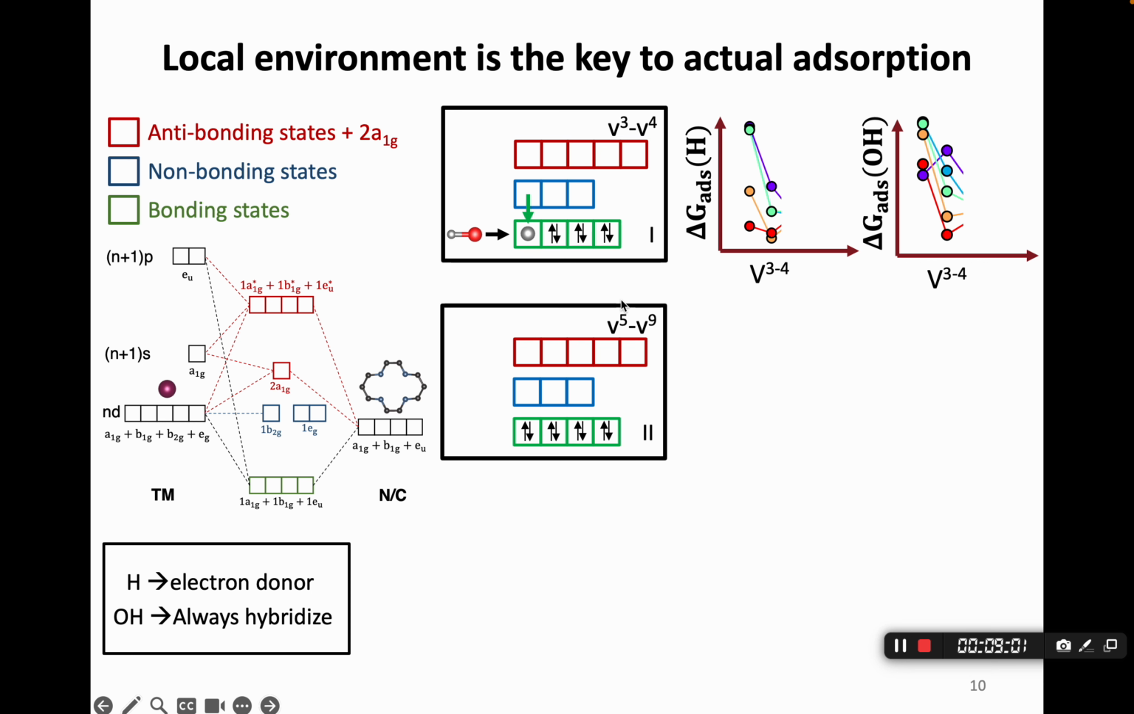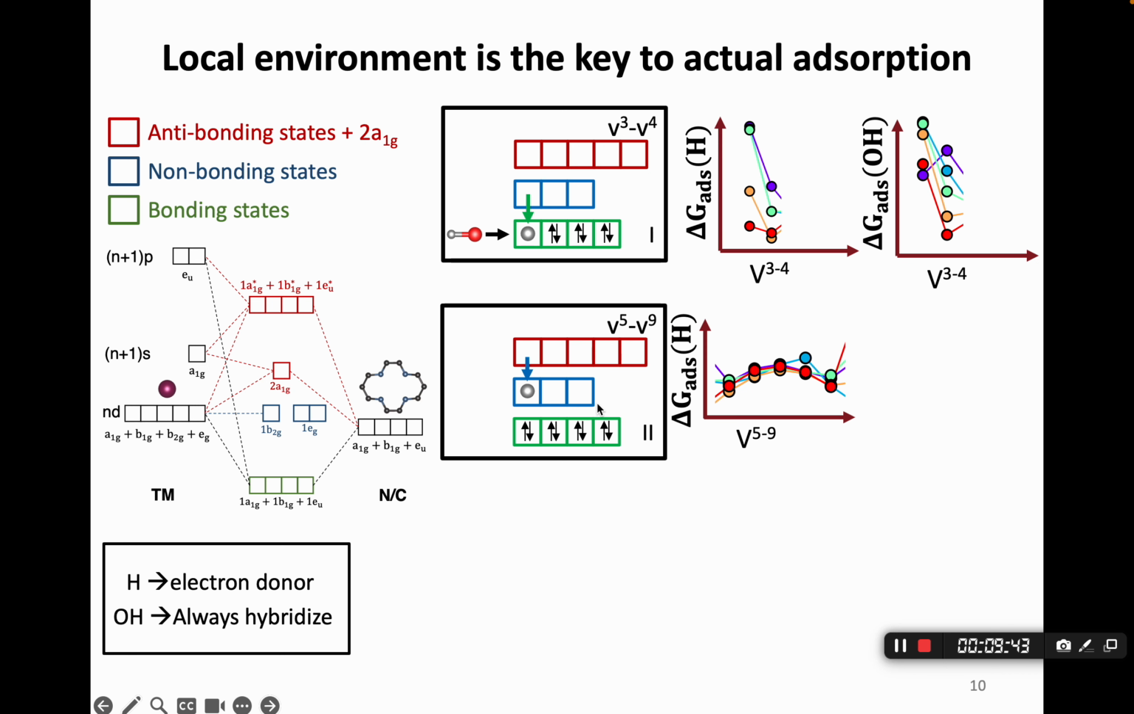On the other hand, if I have V5 to V9, something different will happen. Hydrogen again has very different energy compared with the rest of the atoms in the system, so it's going to go directly to the lowest unfilled state, right? In this case, it's the blue state. The blue state is a non-bonding state. B2G and EG, as you can see from the diagram, come from the transition metal. They don't come from the carbon.